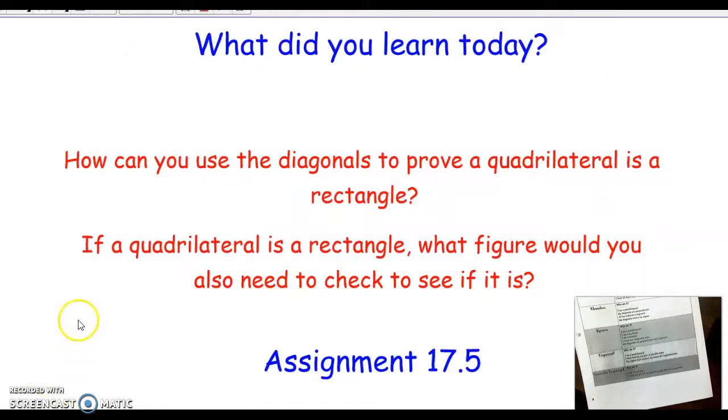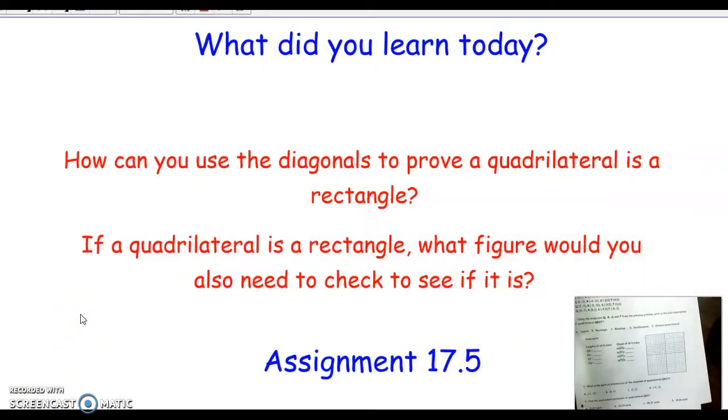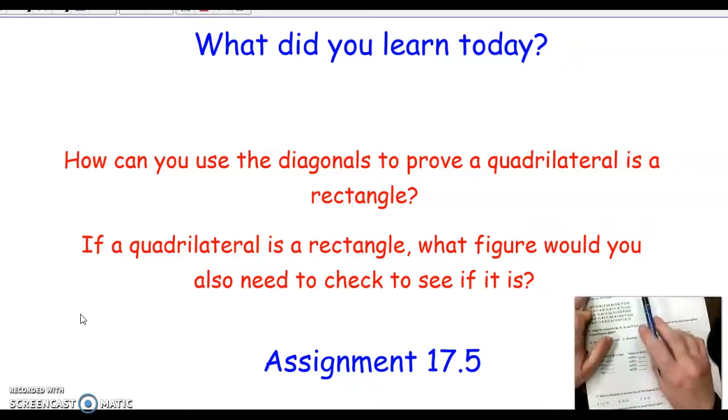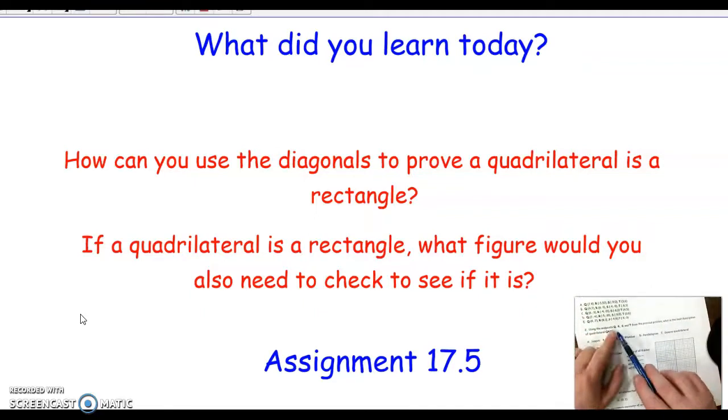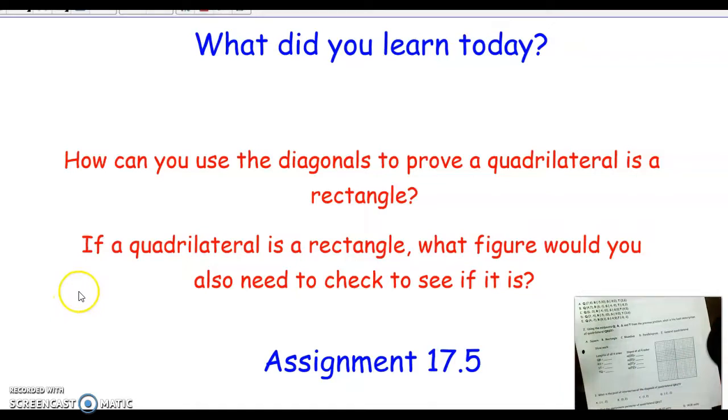Make sure you show all of your work on your homework, and be careful. Problems 1 through 4 use the points A, B, C, D, but after that you're using the points Q, R, S, T that you come up with for the answers. All right, good luck.